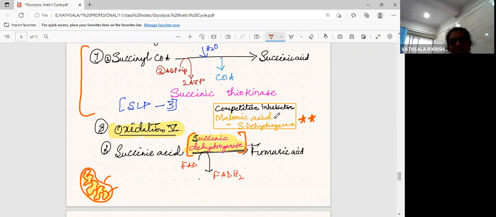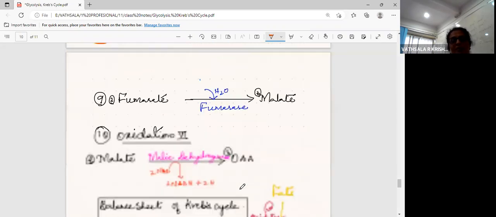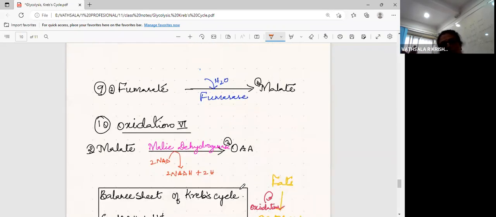So the succinic acid imitator is malonic acid, and this is called a competitive inhibitor. In biomolecules, this is an exclusive point I have written here. Succinic acid is converted to fumaric acid, and fumaric acid is converted to malic acid.